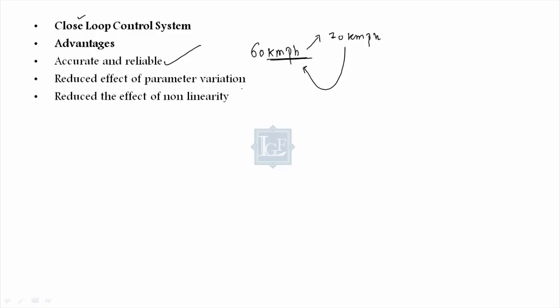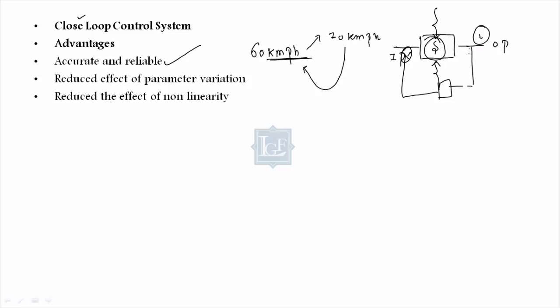Reduced effect of parameter variation. Parameter variation means it's related to the system. This is the system, to this system this is input and this is output. If by some external means there is a parameter change in this particular system, and your system is a control system, again it will correct itself. Because of this parameter variation, your output will change. If your output changes, your feedback will change. Your feedback changes, your error signal will change. So based on that, you will change the process also. So I think this point is clear to you.